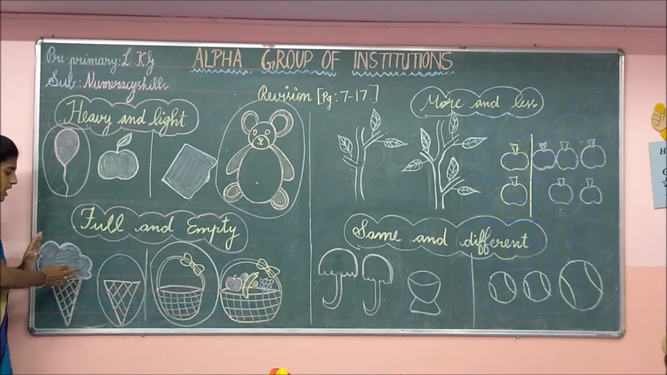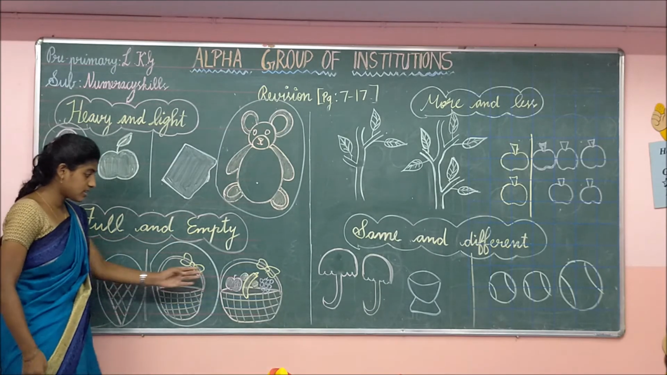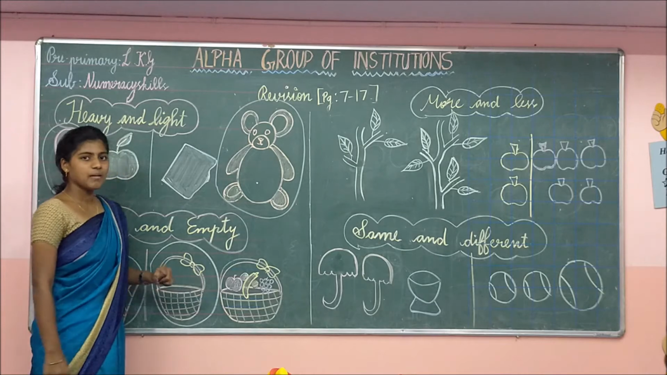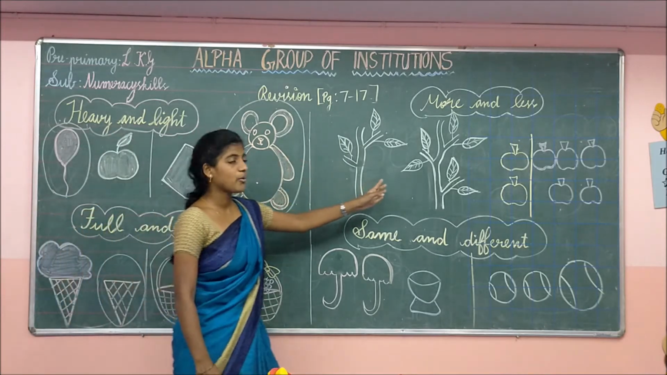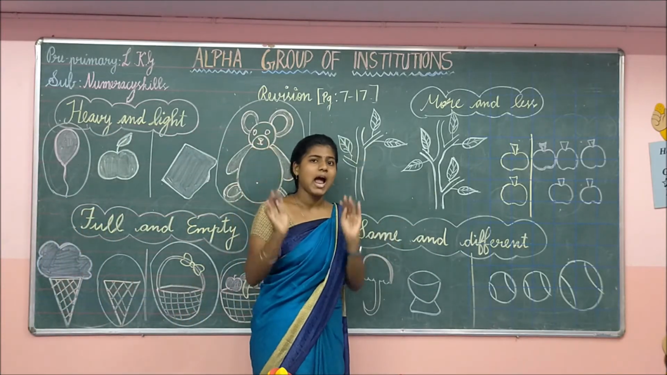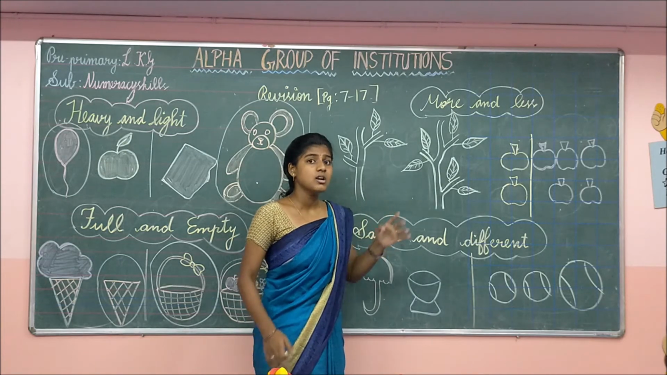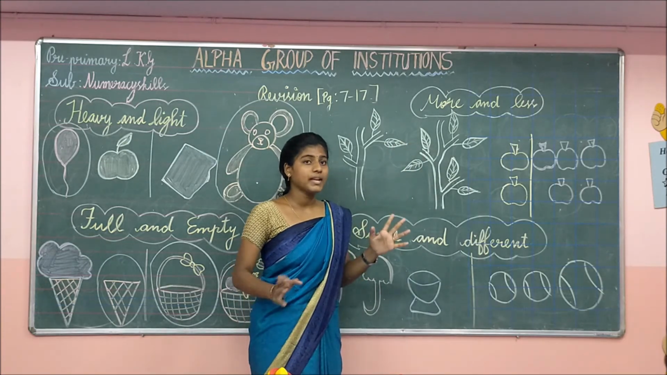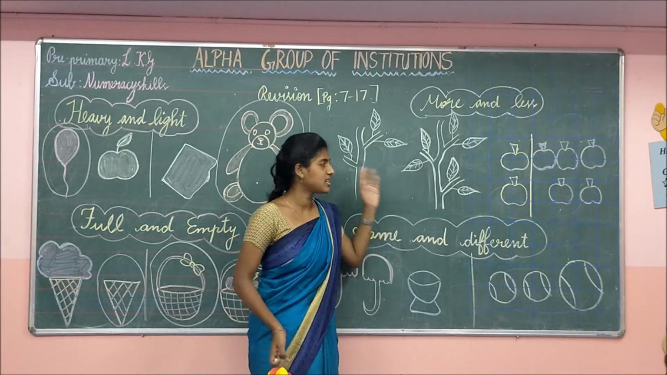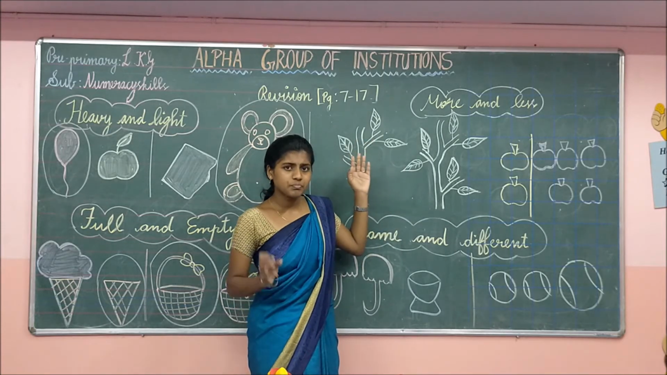Empty. This is full, this is empty. This is full and this is empty. Next, we are going to learn more and less. What we are going to learn? More and less. More means which have many things. Less means which have some things.